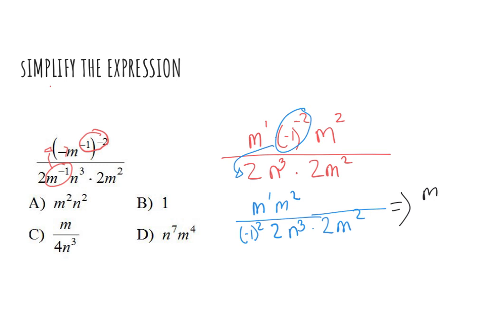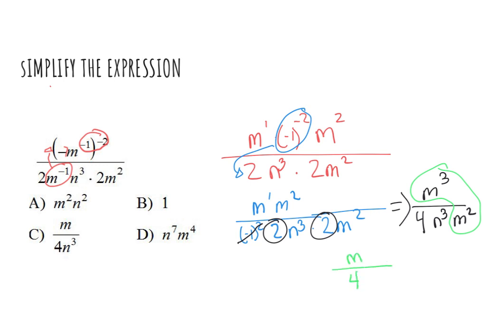So I'm left with m to the 3 on top. On the bottom, I have negative 1 squared. That just gives me negative 1. 2 times 2 is 4. And then I just have m and n. Nothing I can do with them. Now I'm going to deal with my division property because I can subtract exponents. So my larger exponent is on top for m. So 3 minus 2 gives me 1. And then we're left with 4n to the third on the bottom. So my correct answer is C.